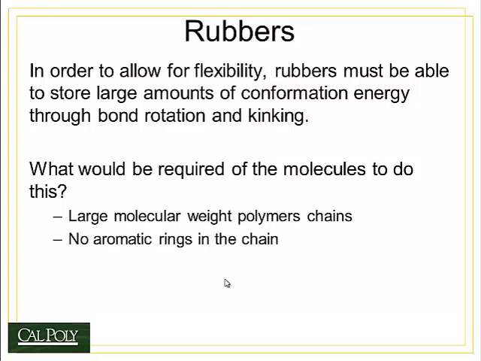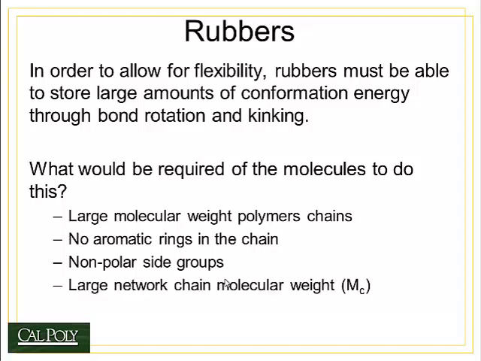There can be no aromatic rings in the chain because aromatic rings tend to prevent rotation of the bonds, and this would make it difficult for the polymer to be flexible. There can be no polar side groups because polar side groups would induce stronger van der Waals bonds and again prevent rotation. And lastly, you need a large network chain molecular weight. What this means is that you have a large number of crosslinks relative to the total size of the molecule.